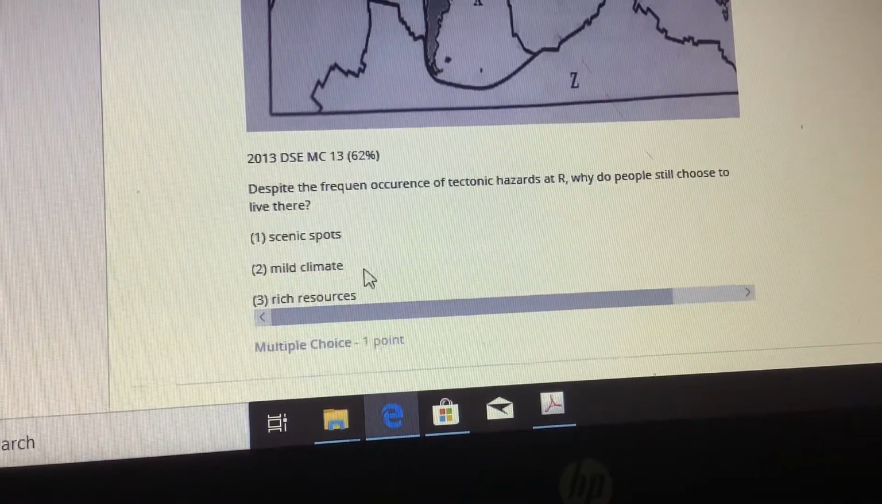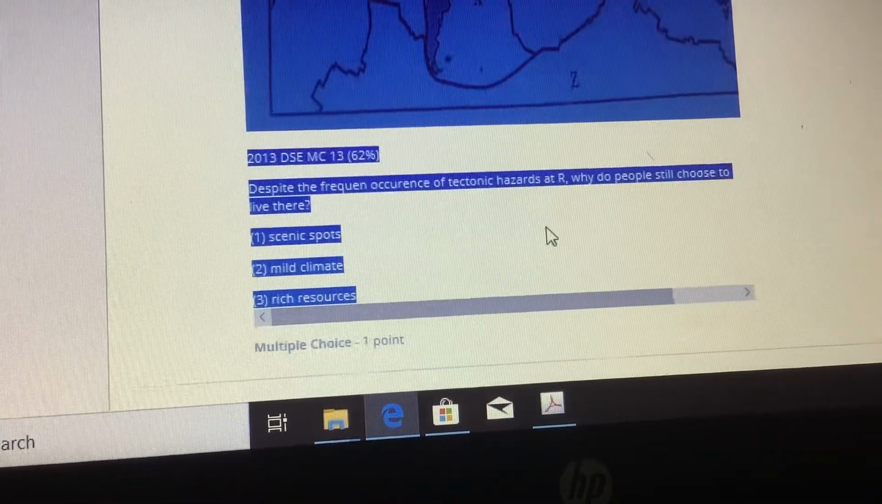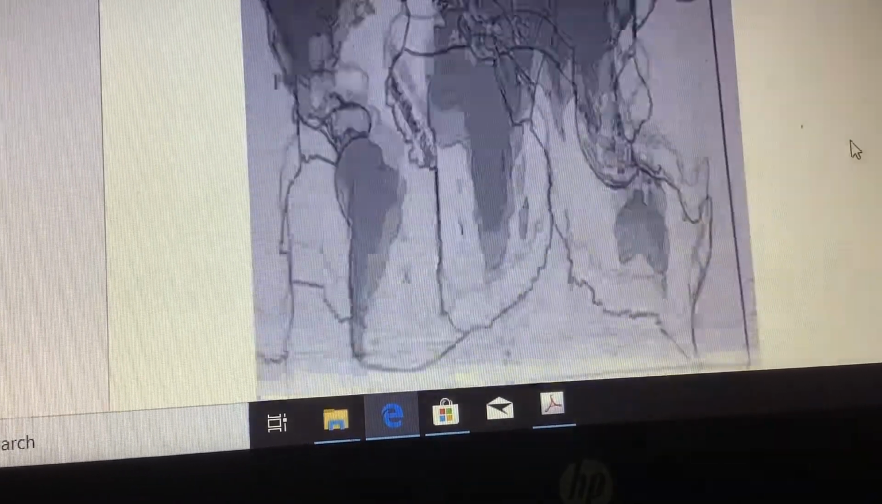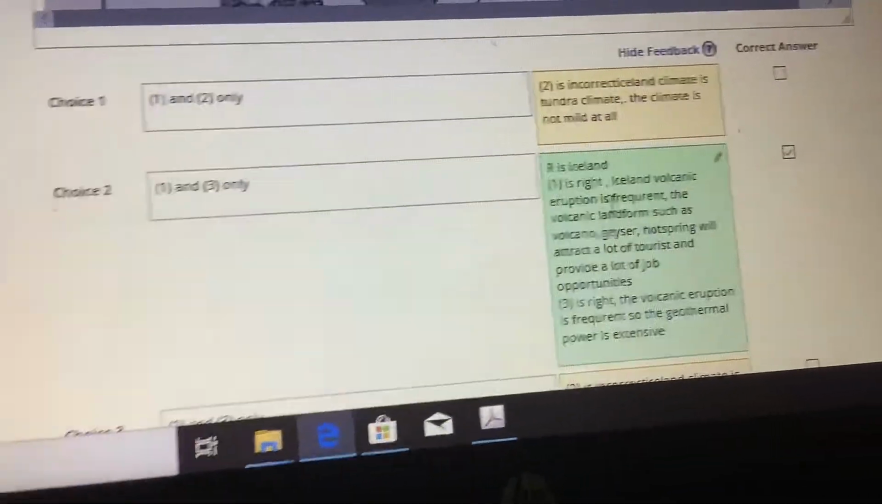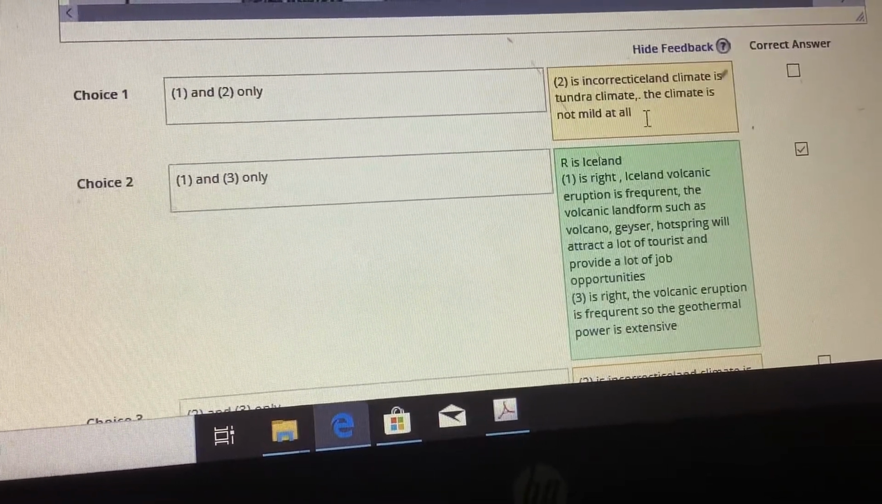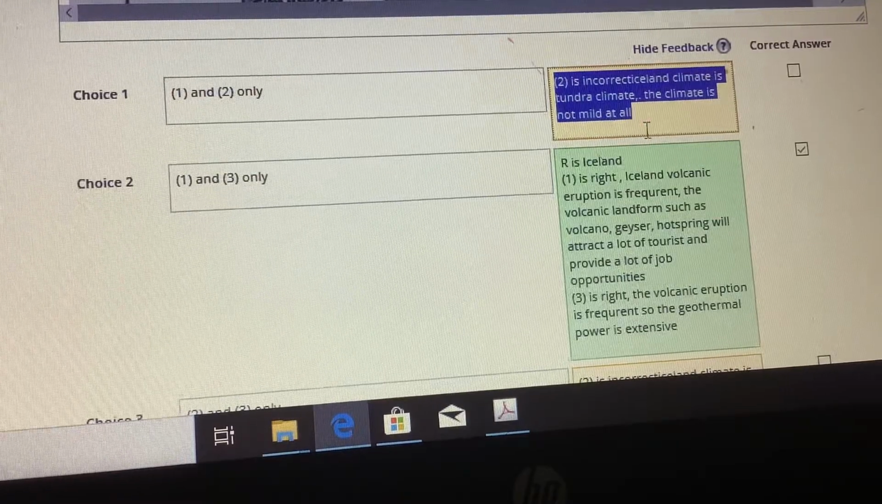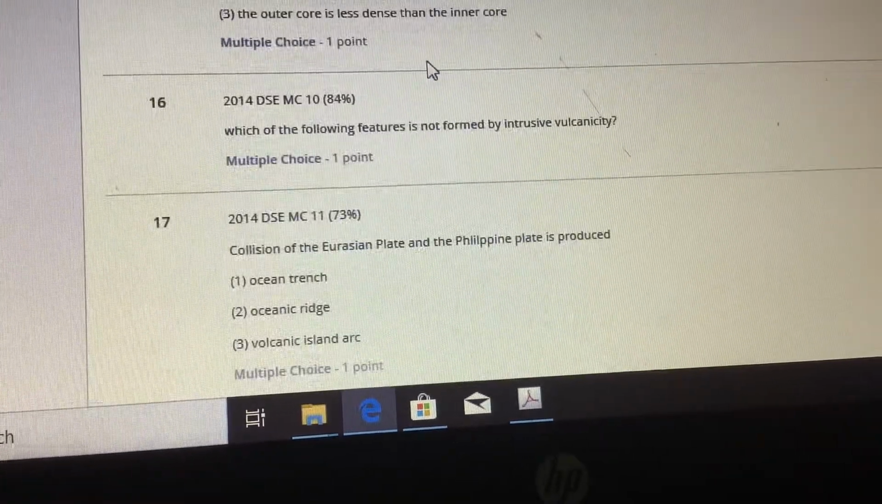Is it really warmer? Which resource, because of the volcanic eruption? This is the case. Let's check it out if you don't believe me. Number 1 and number 3 are correct, because number 2 is not right. Number 2 is in the tundra climate, a cold climate. And then number 15.